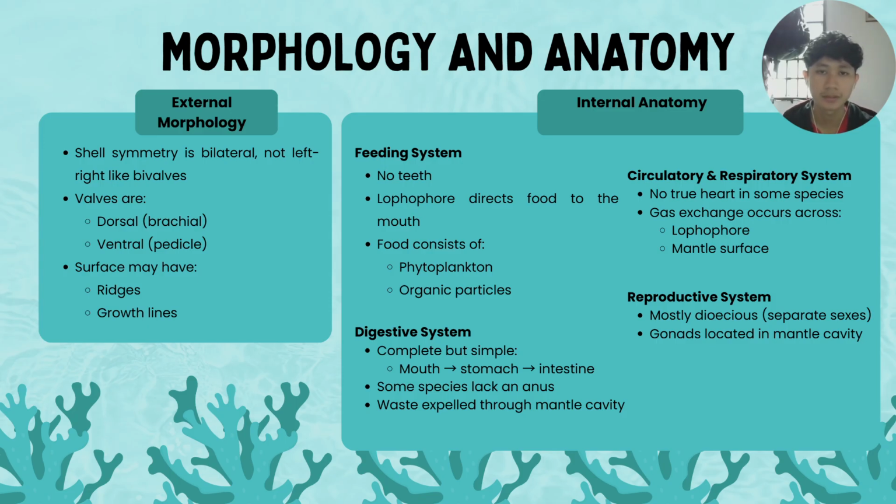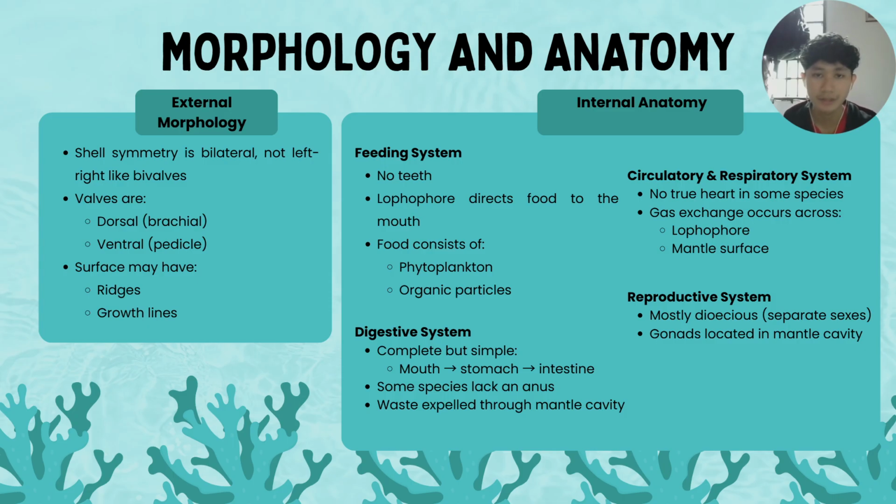So for the next point, we talk about the circulatory and respiratory system. The first point is no true heart in some species, and the next point is gas exchange occurs across the lophophore and mantle surface. So for the circulatory and respiratory system, the lamp shell does not possess a complex circulatory system. In many species, there is no true heart. The gas exchange occurs mainly across the lophophore and mantle surface, which are well supplied with blood vessels.